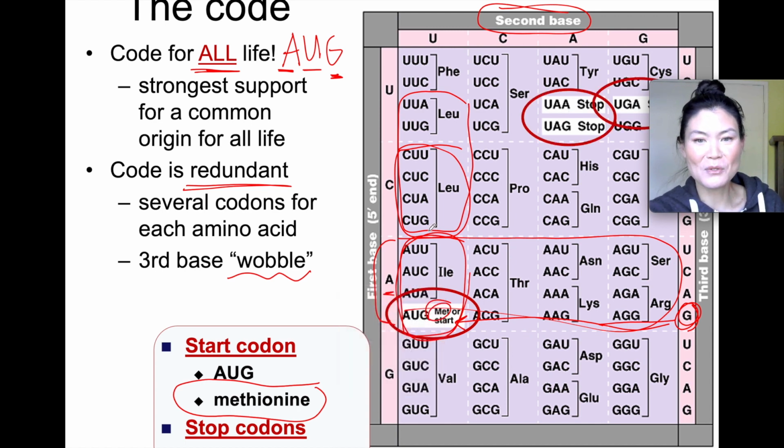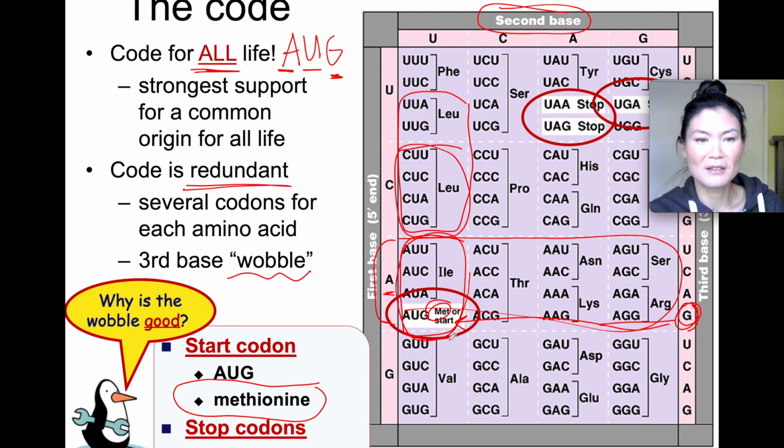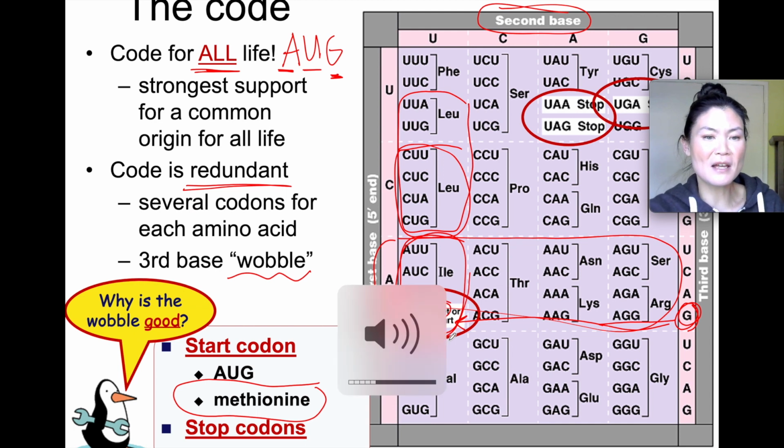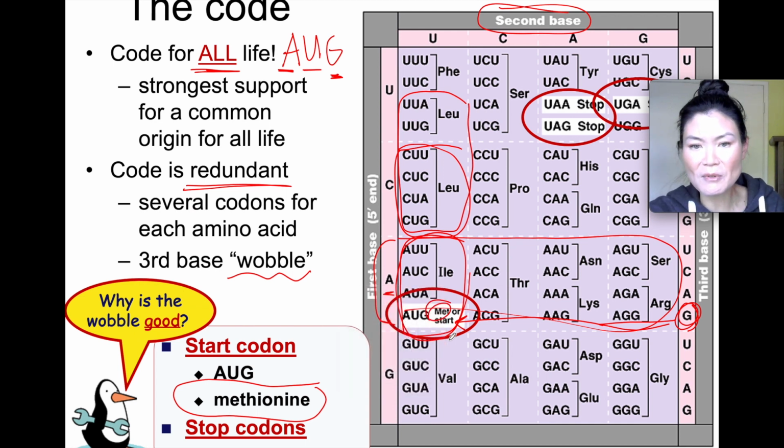Okay, so AUG is a start codon, and then UAA, UGA, UAG are the stop codons. Okay, and Fillmore is asking, why is the wobble good? And I mentioned this before. If that third letter of our codon is different, if there's a mutation, it's okay because the amino acid isn't changed. If the amino acid doesn't change, therefore the protein shape is not going to be changed. The protein will not be altered in any way. Okay?